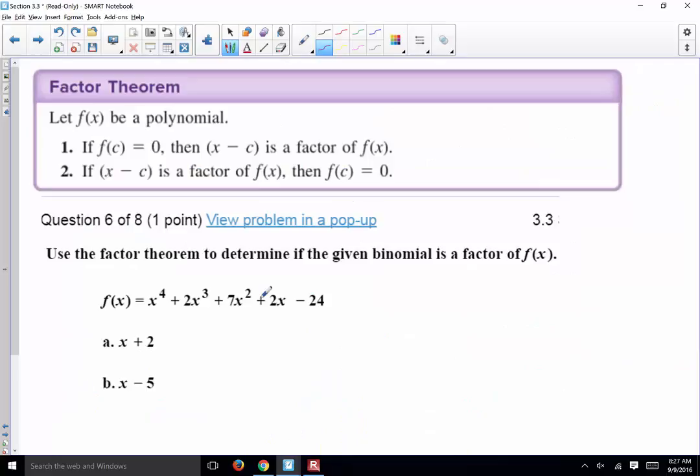I said a new theorem. If you substitute a number into f and get 0, then we already know x minus c is a factor of f of x. And the opposite is correct too. If you know x minus c is a factor of f of x, then f of c equals 0.